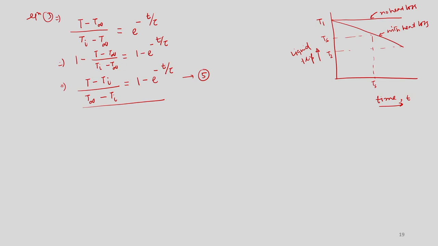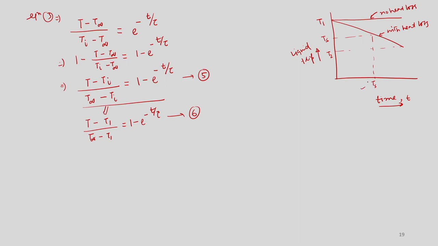Fine. So, if we consider this Ti is T1, then we can write this expression by replacing Ti by T1. So, it is T minus T1 over T infinity minus T1 is equal to 1 minus e to the power of minus t by tau. This may be equation 6.